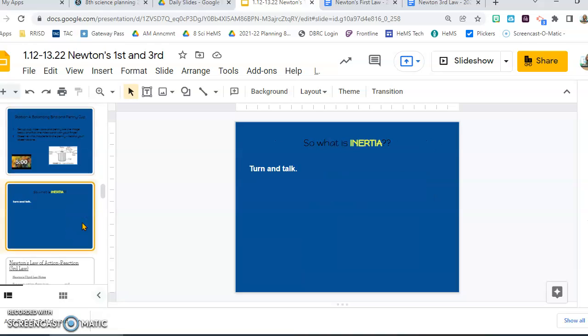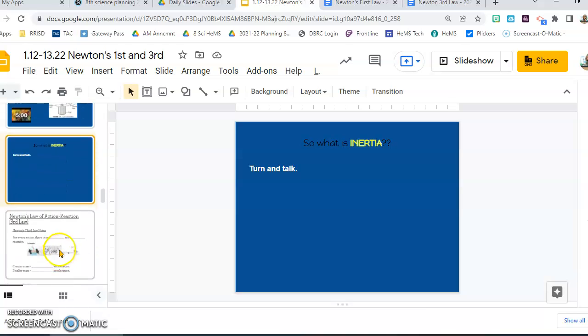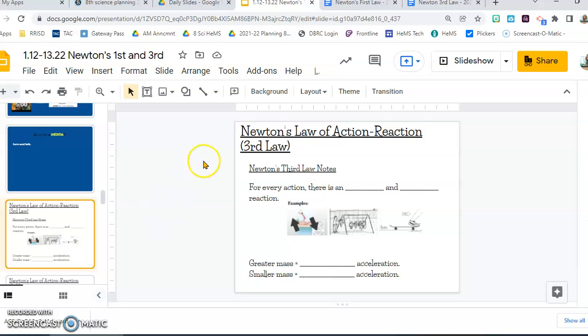And then I had you turn and talk. So once you watch those videos, maybe fill out the back of the form to the best of your ability. Turn and talk and figure out, do you know what inertia is? And it's really kind of simple: an object in motion stays in motion, or an object at rest stays at rest until an outside force acts upon it, causing it to start or stop. The second thing we did was Newton's third law of action.